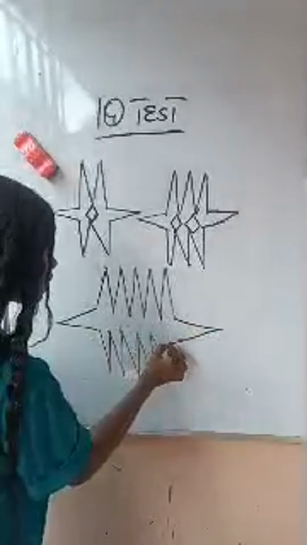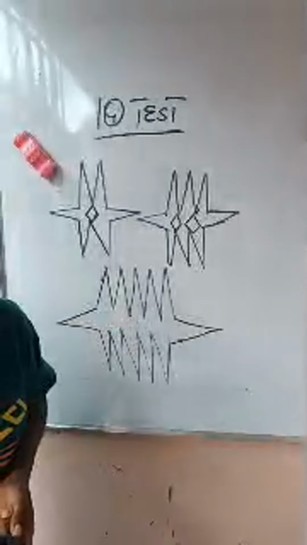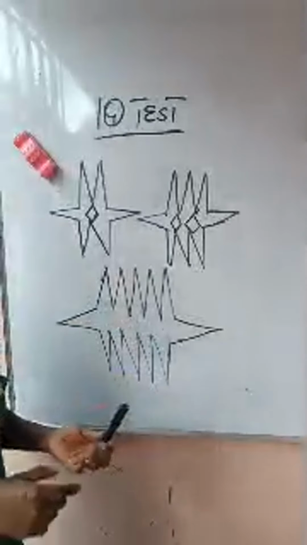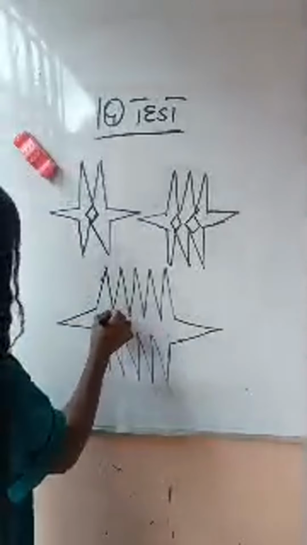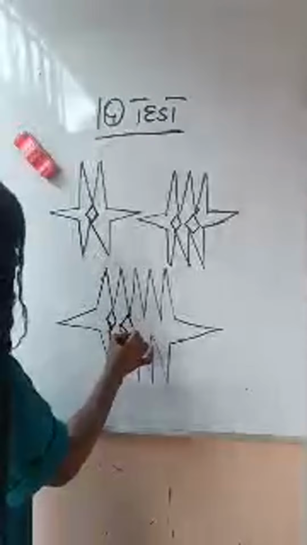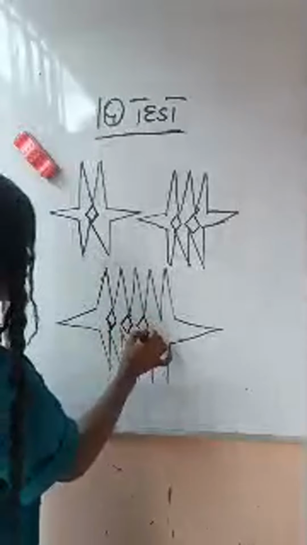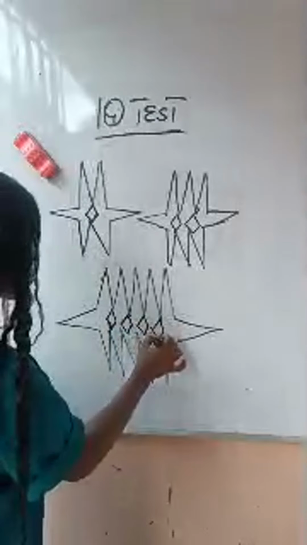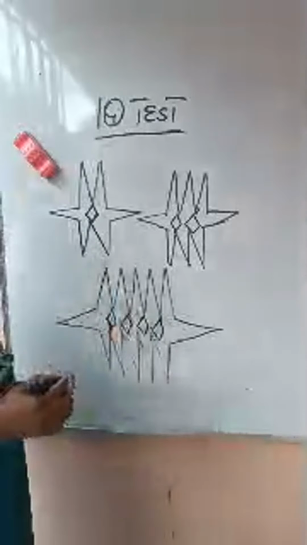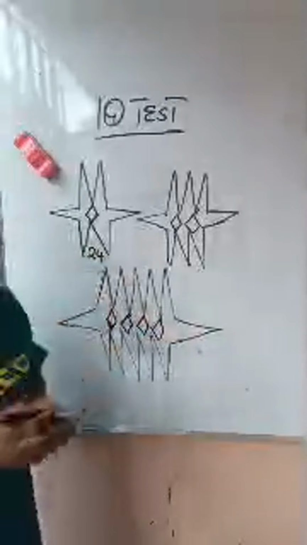Okay, so how many diamonds do we have in this? We have 4 diamonds in this one. So we have the first diamond, 1. We have the second one, 2. We have the third one, 3. We have the fourth one, 4. Just manage the drawing like that. Now, these are the numbers we have. For this, we have 24. For the other one, we have 64.